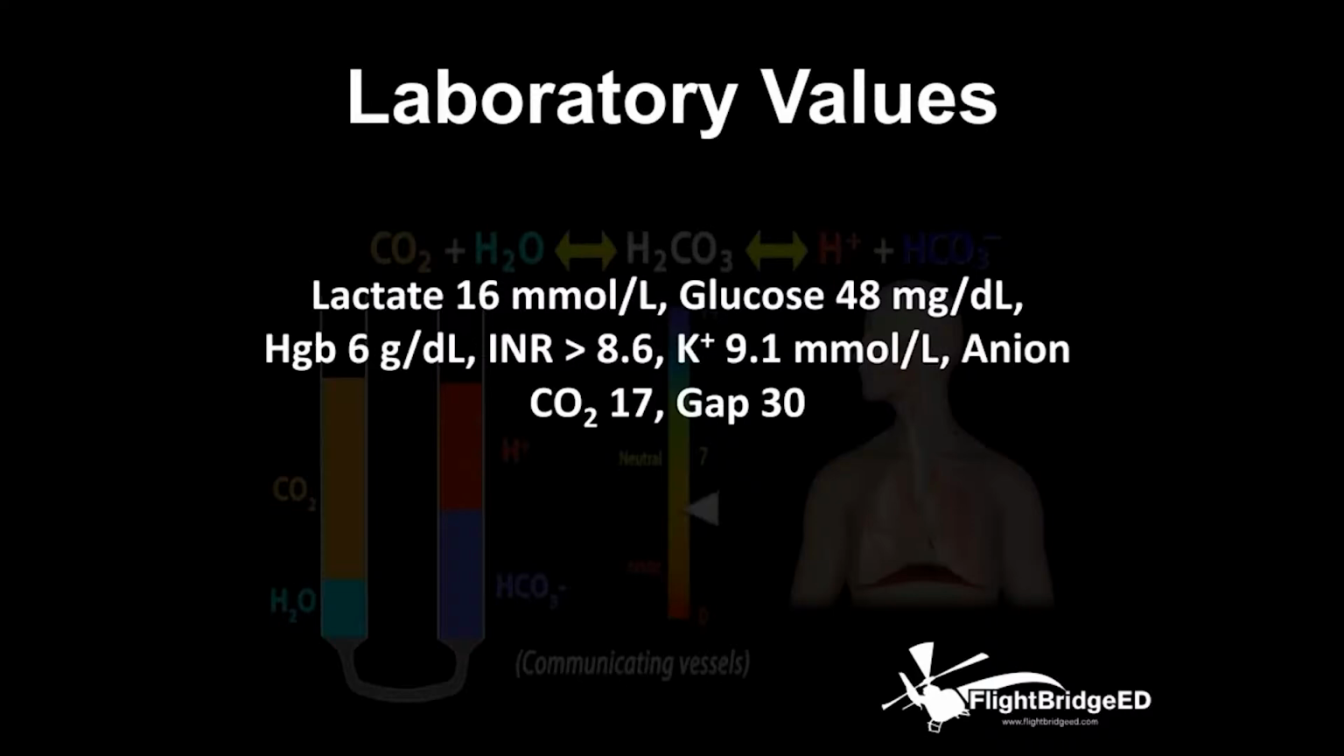We have laboratory values to focus on. We have a lactate of 16. Remember, normal lactate is 0 to 2. The patient is hypoglycemic with a sugar of 48. Hemoglobin is 6, INR of 8.6, hyperkalemic at 9.1. And again, that anion gap is 30. And I want you to notice we have a serum bicarb of 17. That's going to be important later when we calculate that gap.